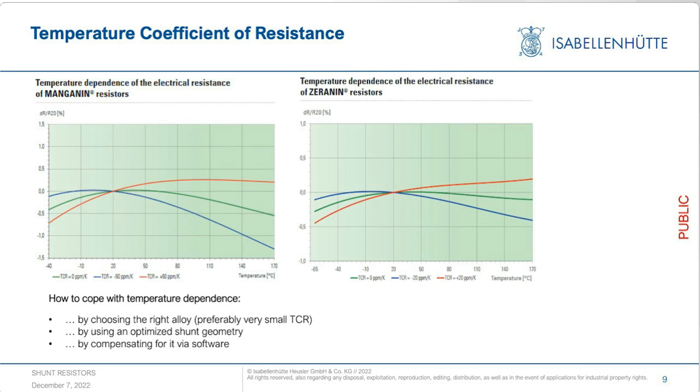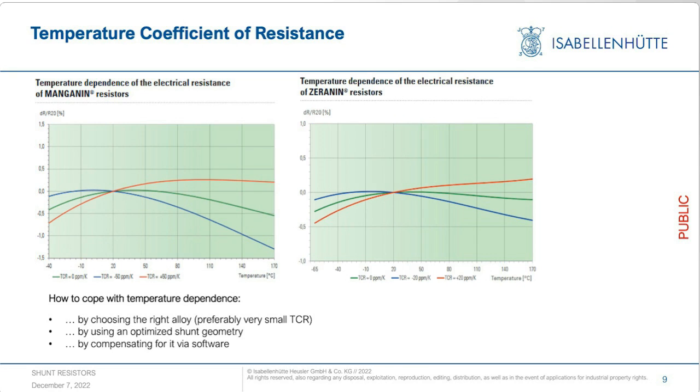If you take no further measures, then this represents a typical specification of a resistor with, let's say, plus or minus 50 ppm for the manganin or plus or minus 20 for the zeranin resistor. But obviously, you want to target the green curve, the 0 ppm curve. How to do so?